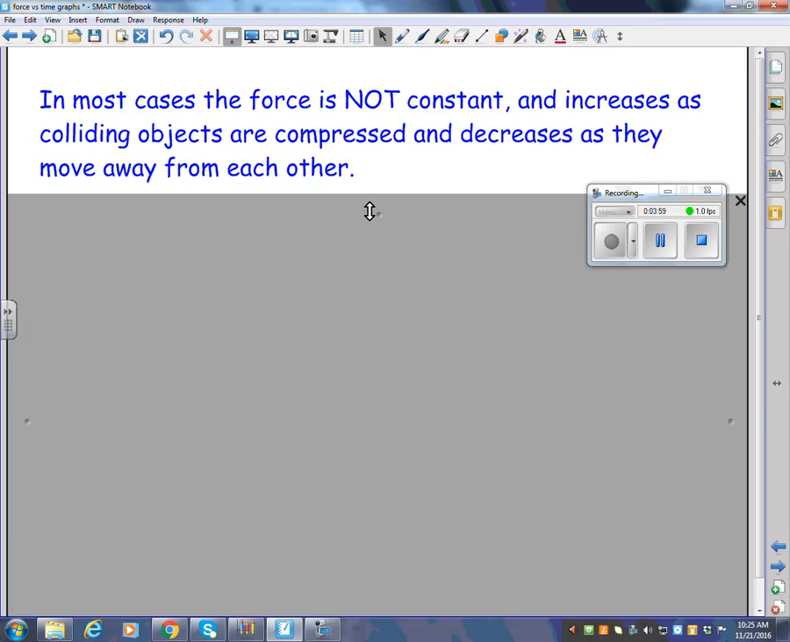So, in most cases, now that's sort of the generic, basic, easy, simplified version. Now, in most cases, the force is not constant. Very rarely is a force constant. It will increase as colliding objects are compressed, and decrease as they move away from one another, right? So like when you hit a baseball or with a racket, hit a tennis ball, the ball compresses, and as it compresses, the amount of force increases, and as it moves away from the racket, it expands, and the force is less, right?